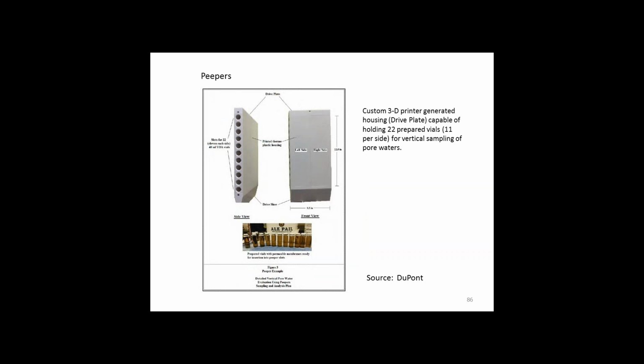On a somewhat larger scale, but the same basic principles, is the peeper. The jars in the lower part of that picture are all filled with deionized water, and then a permeable membrane is placed on top, and the individual jars are placed into the cavities in that device. The device is brought to the field where it's driven down into the sediment, later to be retrieved, and the bottles removed and analyzed. This particular type of peeper can give you a vertical profile of your sediment pore water contamination.